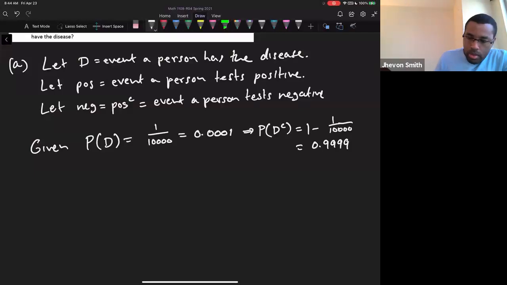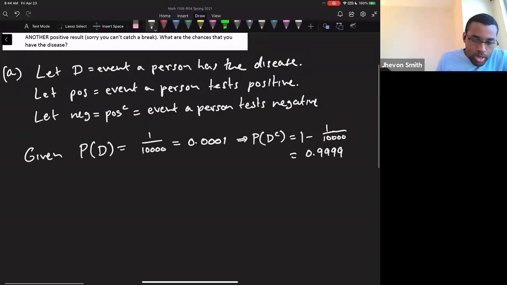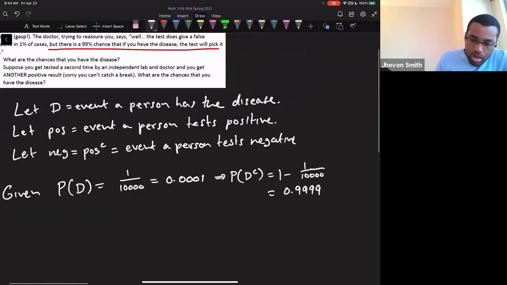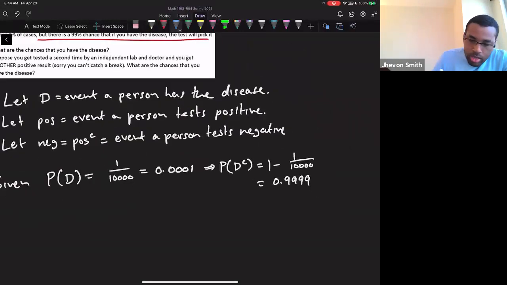Right? And what else do we know? Well, we're not told this. This we figured out based on the first thing. I'll put that in blue.